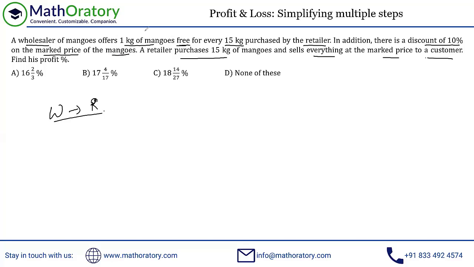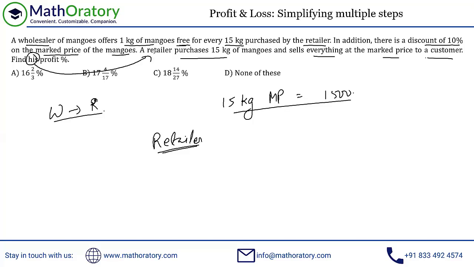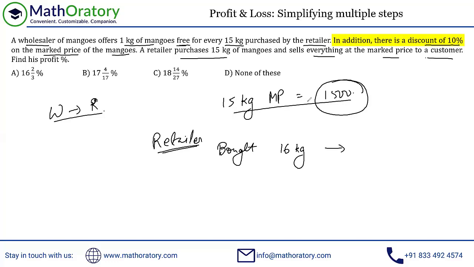Also, he is getting a discount of 10% from the wholesaler, right? So I'm not going to overcomplicate here. What I'm going to do is consider the 15 kg marked price to be, let's say, 1500. Now, the context is retailer. This is what you have to understand. Whenever there's a profit and loss, you have to understand whose profit, whose loss we are concerned about. So in this case, when it says find his profit percentage, it is talking about the retailer who is purchasing as well as selling, right? So from the retailer's point of view, he bought 16 kg of the mangoes at 10% discount on this price, isn't it?